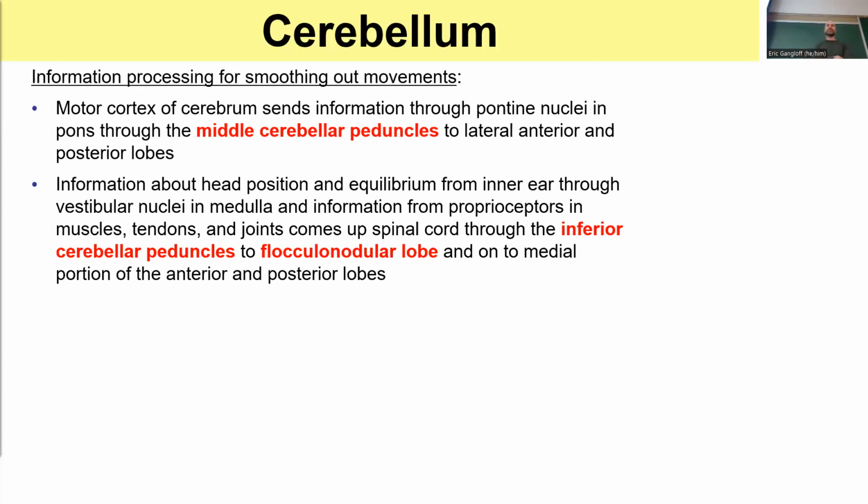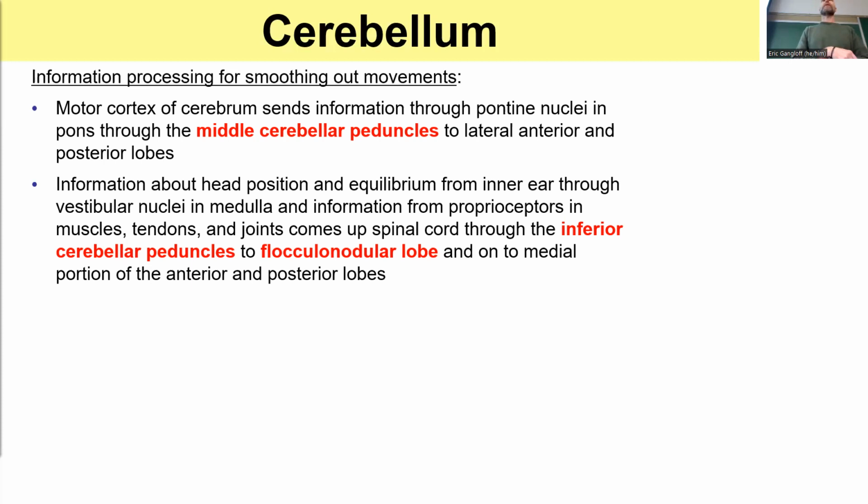Additionally, we process information from where our head is in space and information about our equilibrium from the inner ear, and that travels through the medulla in this sense, as well as information on proprioception. So that is sensory input from muscles, tendons, ligaments, and joints from the rest of the body, and that travels from the medulla through the inferior cerebellar peduncles to the flocculonodular lobe, and then to the other lobes of the cerebellum from there.